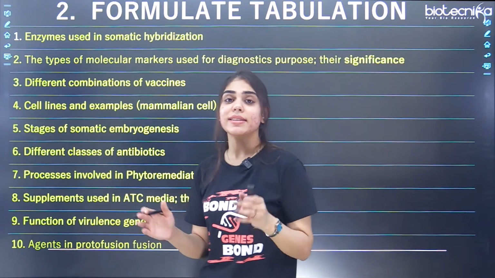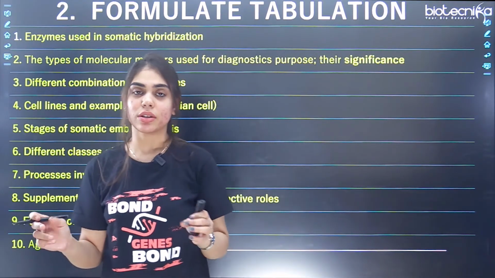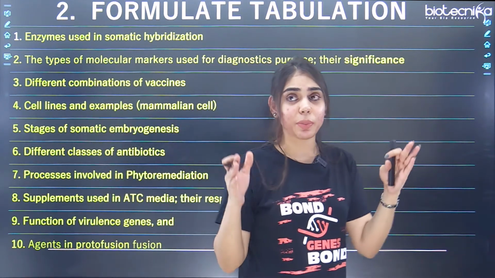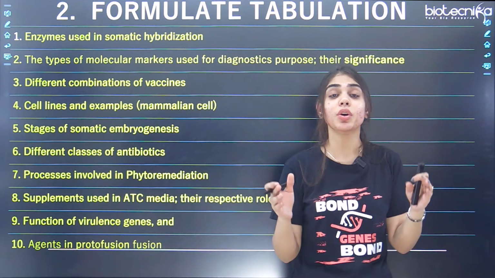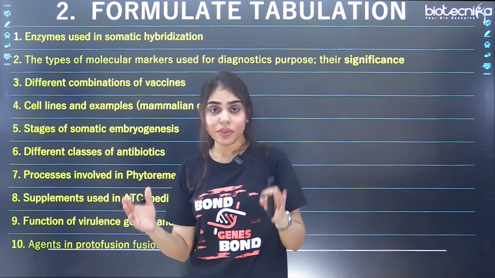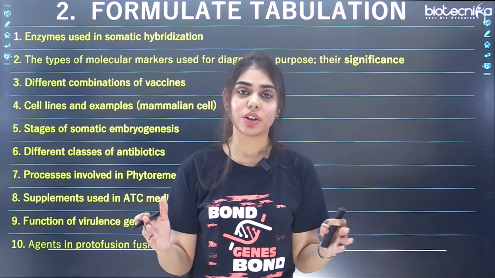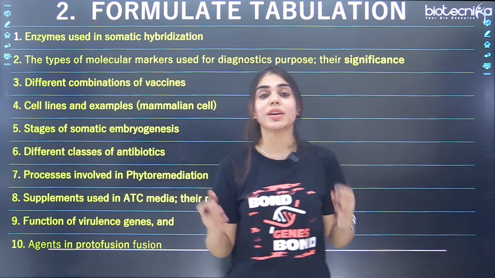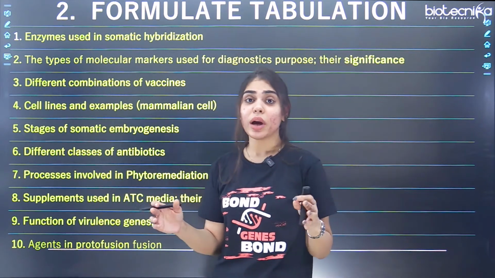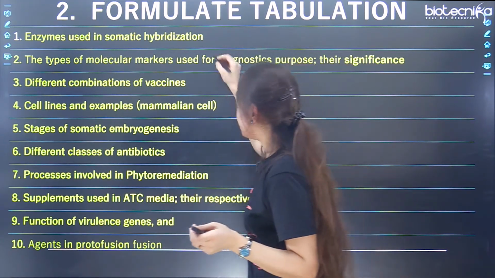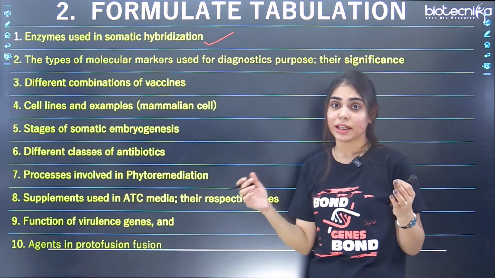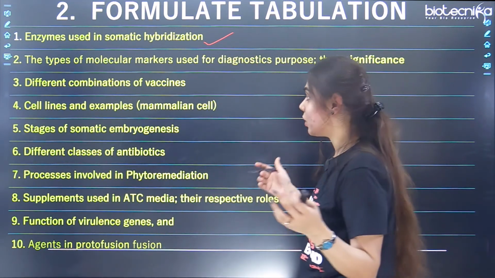Now let's see tip number 2, which is tabulations. What topics can you learn with the help of tables? If you are preparing tables, it will help you prepare concise notes of all the topics. That will really help you speed up your revision a day before examinations. So now let's see the important topics that you can prepare with the help of tables: enzymes used in somatic hybridization. What are the different types of enzymes that are used for somatic hybridization and embryogenesis?